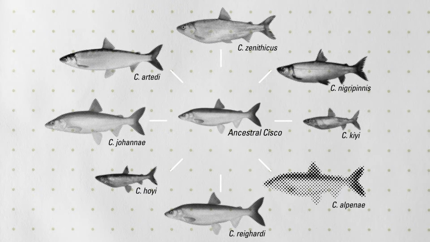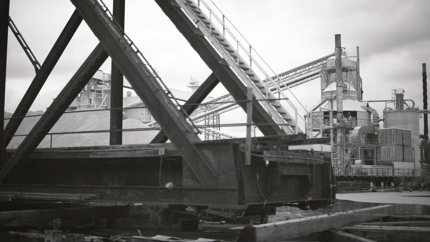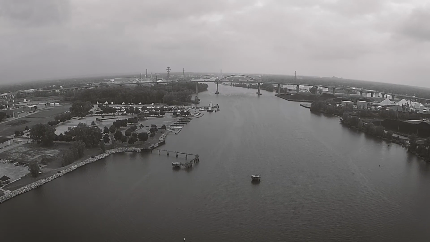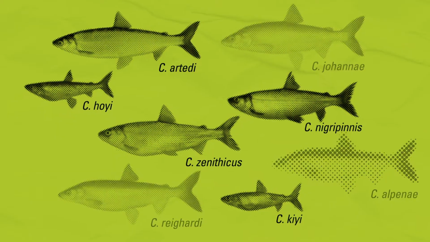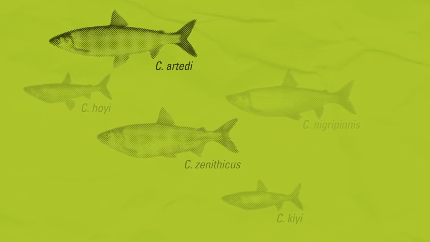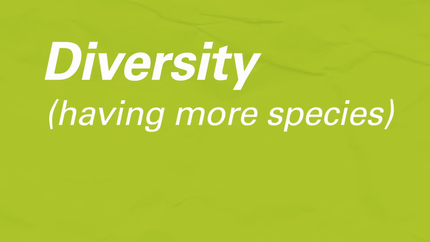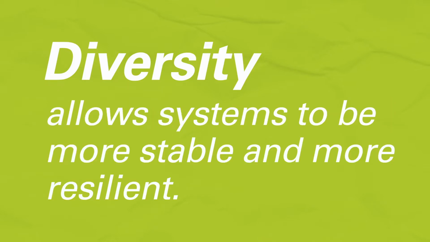Since then, humans have impacted the Great Lakes through industrialization. Now we've seen a loss of cisco species diversity in the lakes. Then the question is, well, what was the role of that diversity? You could imagine that diversity, having more species, allows the system to be more stable and more resilient.